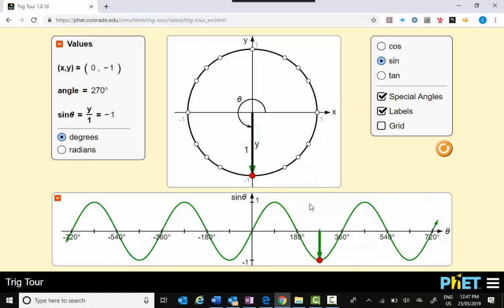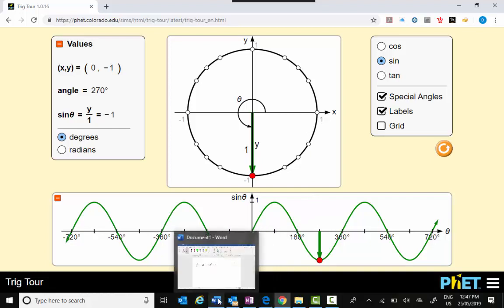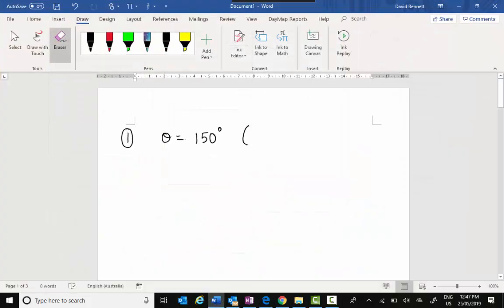So I want to show you how to do this manually. This is the thing that you need to be able to do in a test. Now you can use the sheet that I gave you, but if I said to you, theta is equal to 150 degrees, well, I could also give you that value in radians as well. So if I put that into radians, my conversion is to times that by pi over 180, because pi radians is equal to 180 degrees.